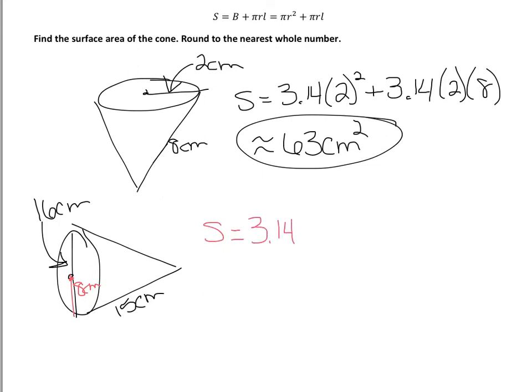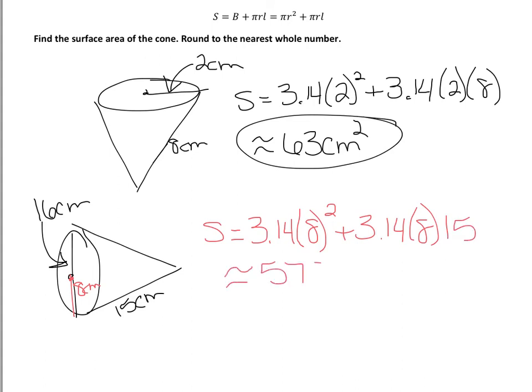Once I have my radius, I can go ahead and plug them right into my formula. So we're going to take pi times r squared plus pi times r times L. And whenever you punch those into your calculator and round to the nearest whole number, you should get 578 centimeters squared.